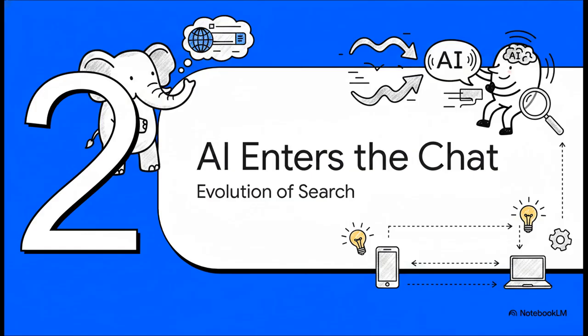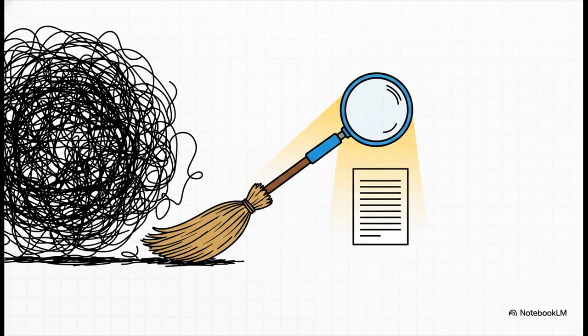Section 2, AI enters the chat, the evolution of search. Okay, so user preferences are rapidly evolving, and people are increasingly turning to generative AI experiences. But this isn't just some shiny new feature, it's a real evolution of how people interact with the web. Let's clear up some jargon right off the bat, though.